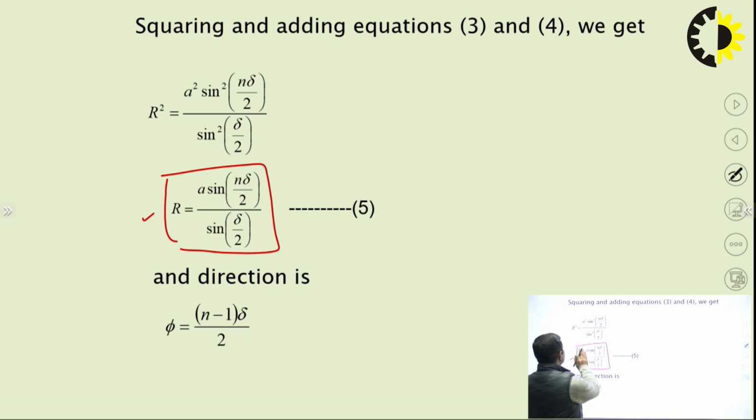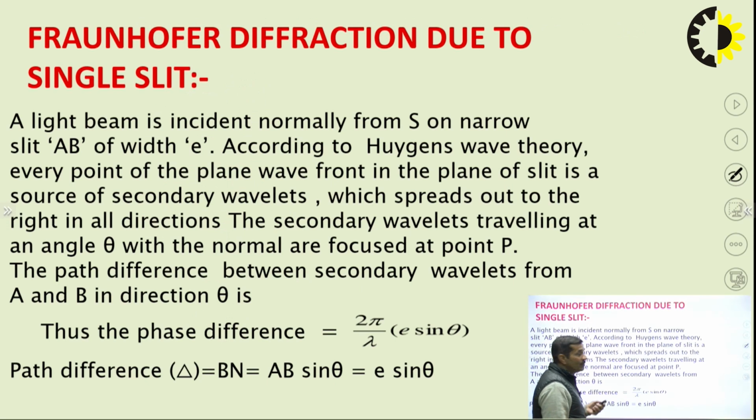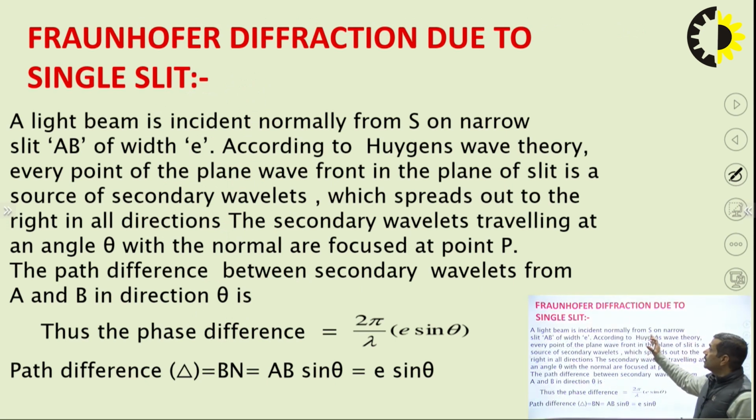Here R represents the resultant amplitude, a represents the amplitude due to one slit, one vibration, n is the number of vibrations, and delta represents their phase difference. So we will use this formula. Now I will discuss our main topic, which is Fraunhofer diffraction due to a single slit.